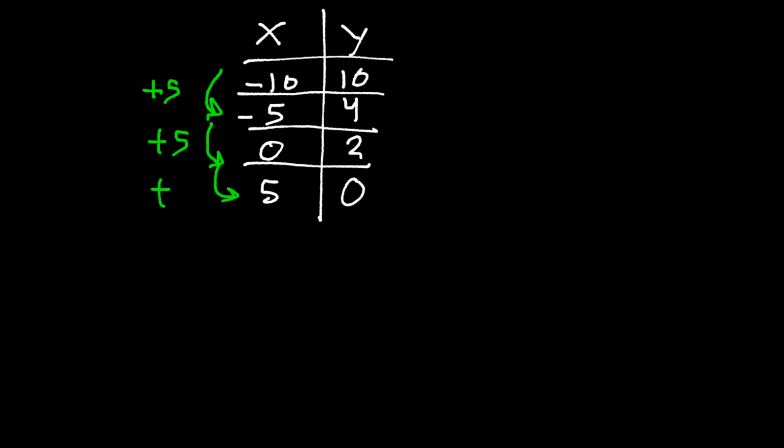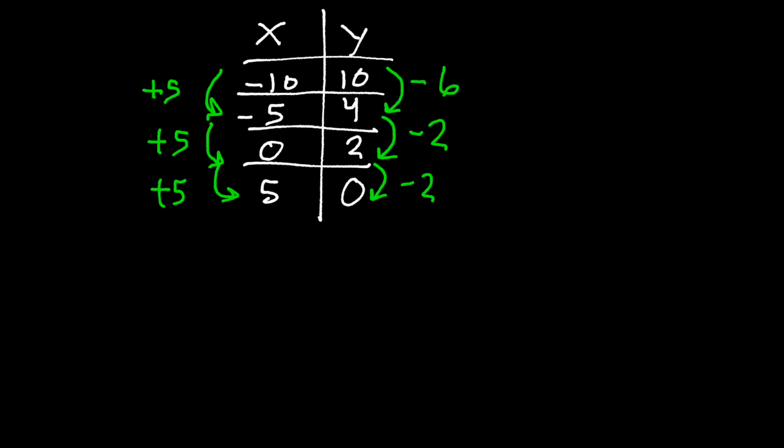Okay, so our x's look good right now. All the x's are changing by the same amount. But now let's look at our y values. We're going from 10 to 4, so we're subtracting 6. But then we're going from 4 to 2, meaning we're subtracting 2. And then we're going from 2 to 0, and we're subtracting 2 again. So even though these 3 points change by the same amount, that first one does not.